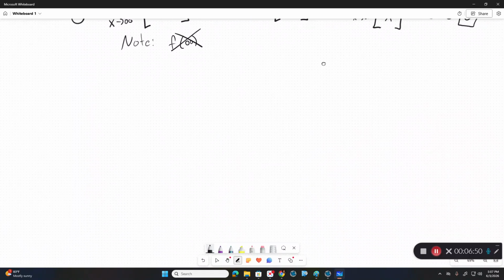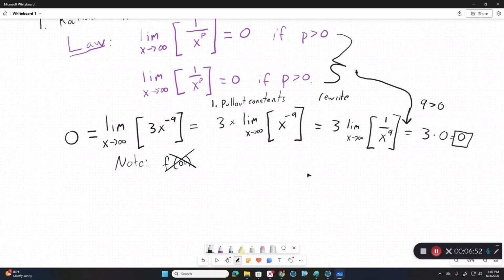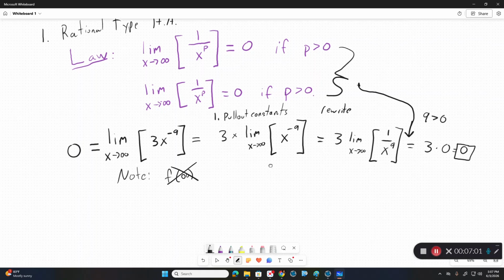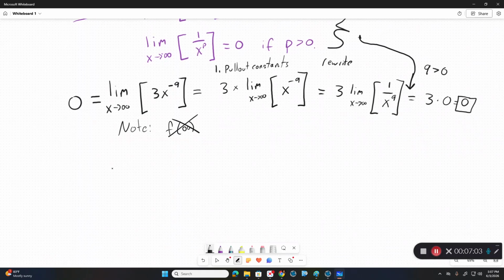Now, this setup is easy. I mean, it seems obvious. As long as we can write something like 1 over x to some power, and as long as that power is positive, we'll be able to identify these horizontal asymptotes. Let's go to something maybe a little bit trickier.